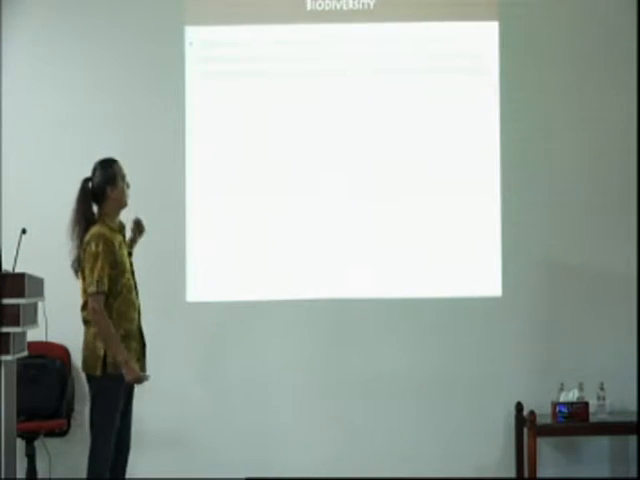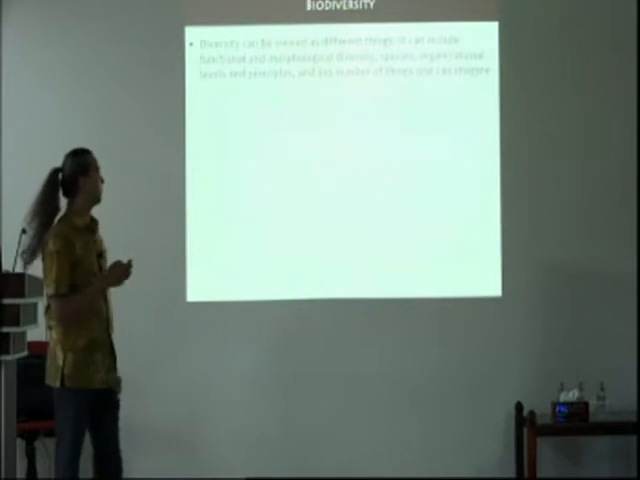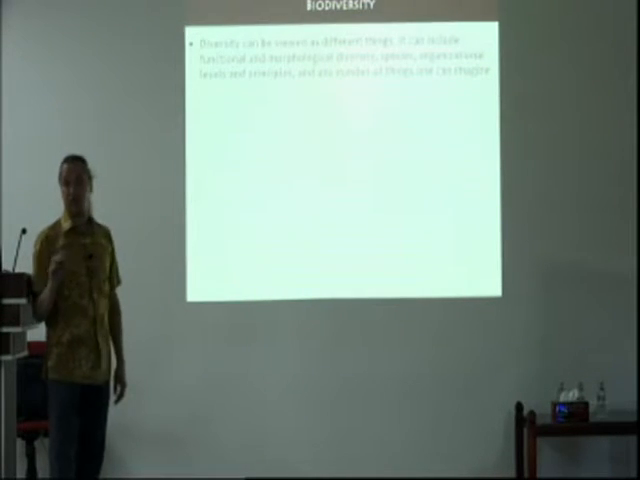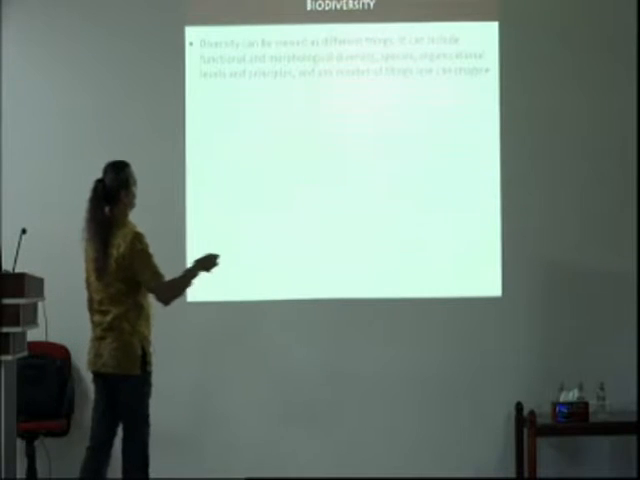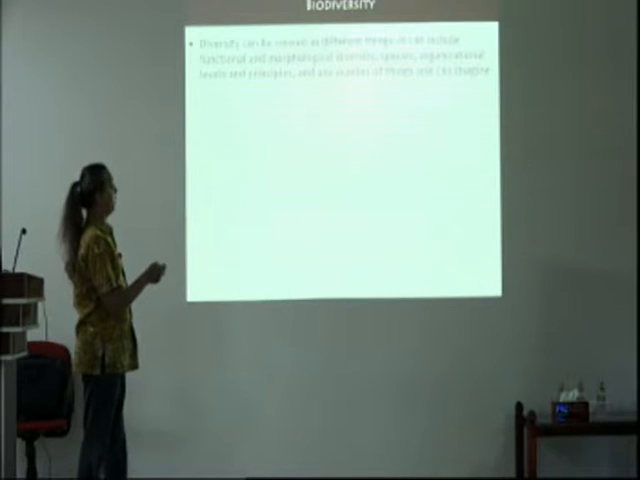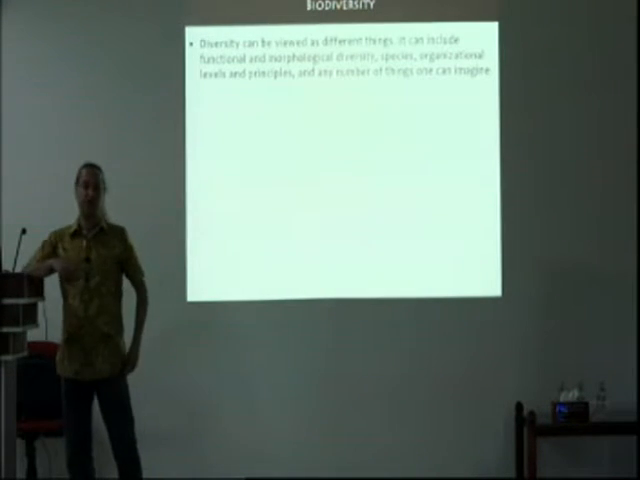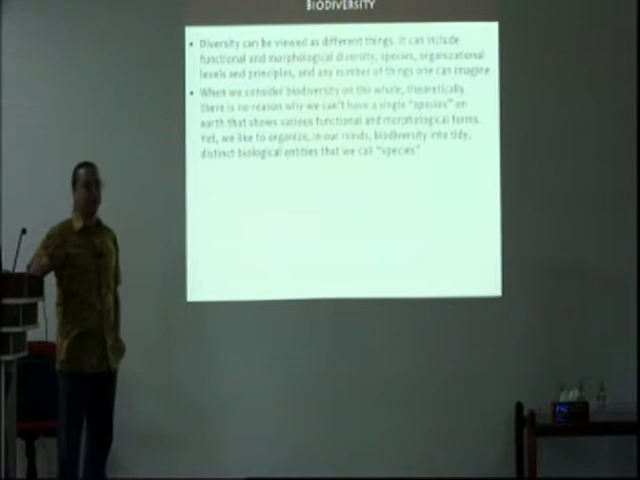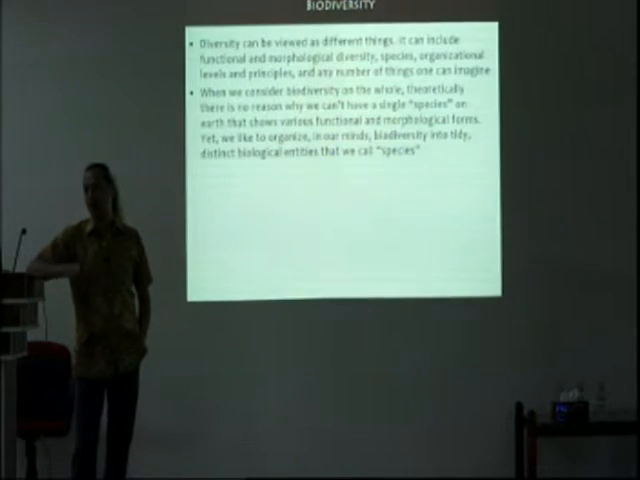Diversity can be viewed as different things. It can include functional and morphological diversity. Species diversity, of course, is something that you are probably most familiar with, but remember, there is a lot of diversity irrespective of species diversity, and ecologically that's quite interesting. And of course, you have organizational levels all the way from genes and genomes to communities, and you can imagine any number of things. You could look at, for example, physiology, physiological rates. Depending on your interest and aptitude, you could take up any part of biodiversity and make it interesting.